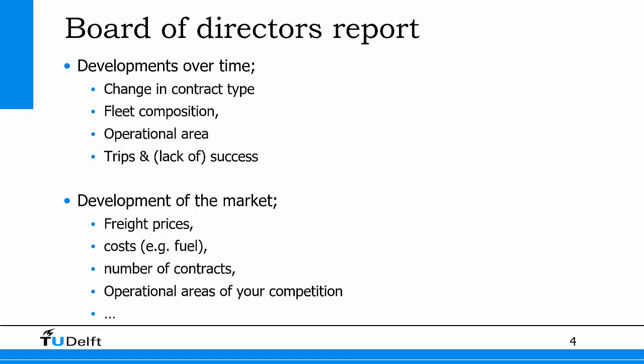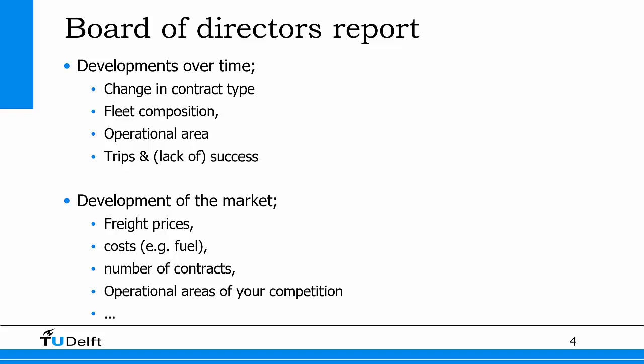So the Board of Directors report contains the developments over time in this case. So changes in contract type, fleet composition, and did you change a vessel, did you buy a new vessel, did you sell another vessel, your operational area, were you operating in Europe but moved to the Americas, the trips or the lack of the trips, the lack of the success or the success you had, displaying your profits over time. All those kind of things can be part of the Board of Directors report.